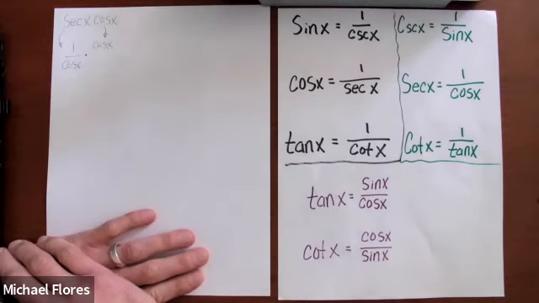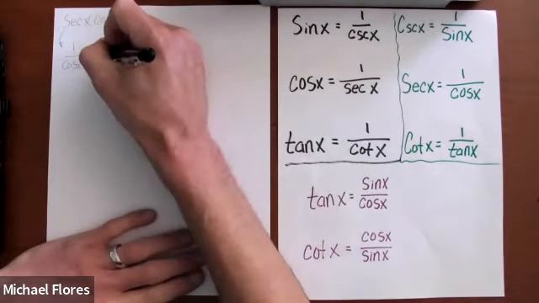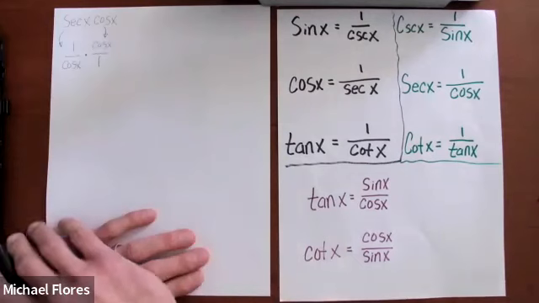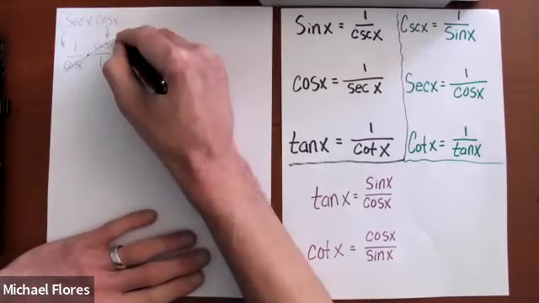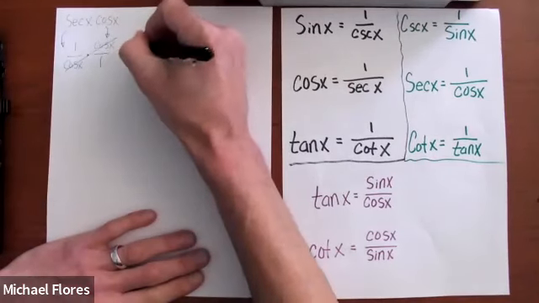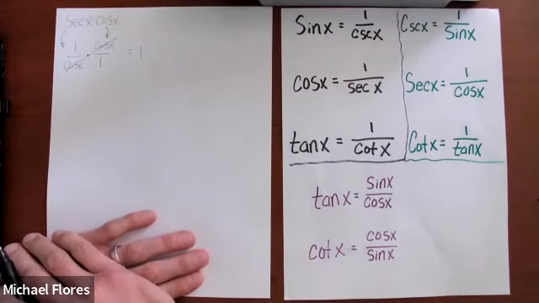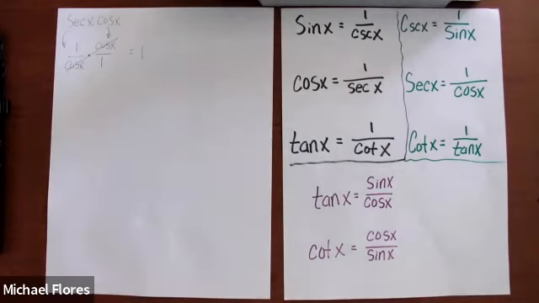Now we want to see, can we cancel and simplify? Yes. 1 over cosine of x times cosine of x over 1. Notice these will cross cancel, leaving you with 1. That's your final answer. 1.